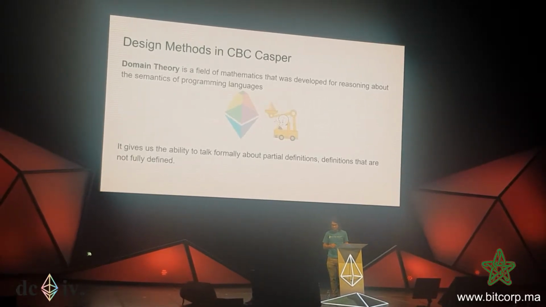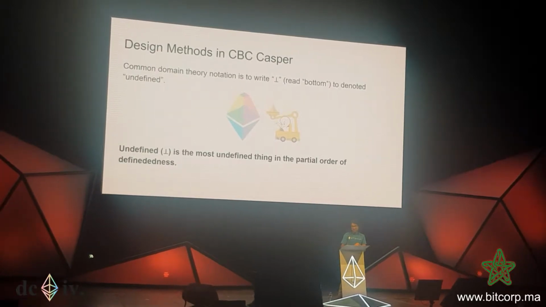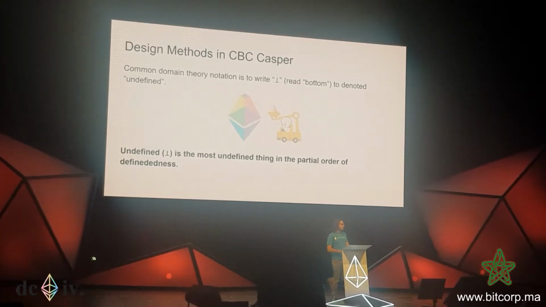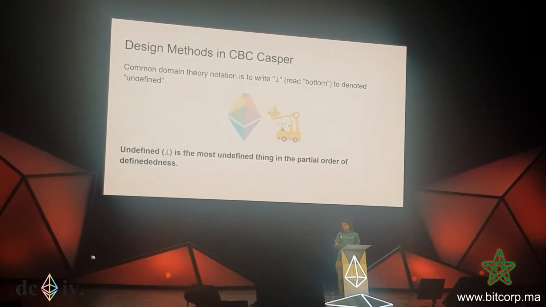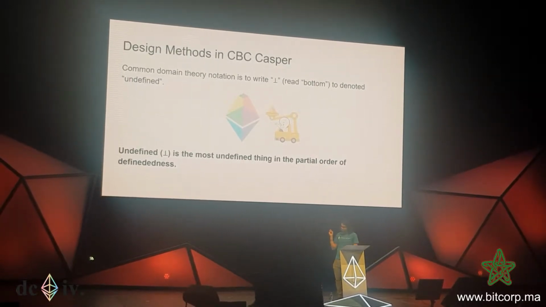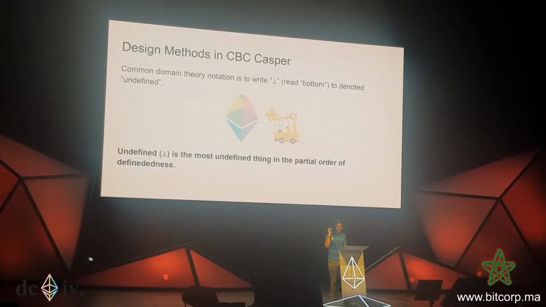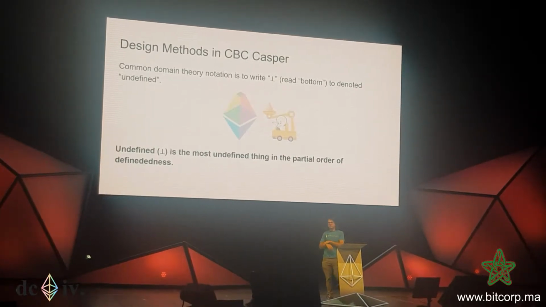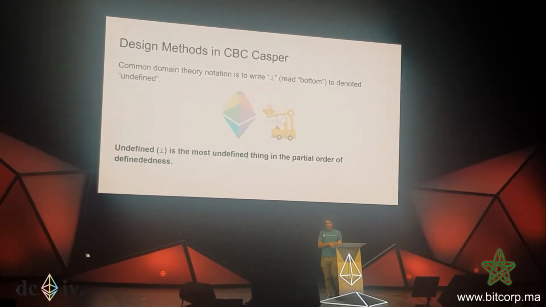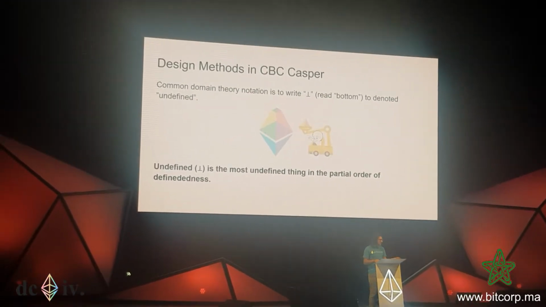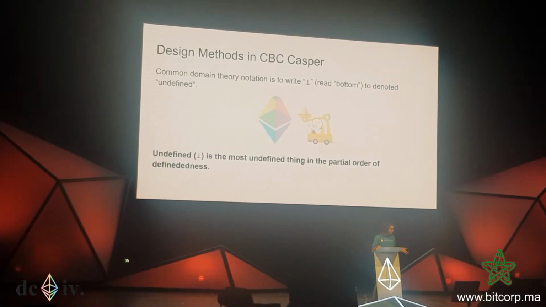I'm not an expert in domain theory, but there are some things I've learned from it that I find super useful for thinking about a bunch of stuff, including correct-by-construction protocol design. There's a core notation in domain theory to define this thing called undefined. This bottom notation means undefined, and it's defined to be the most undefined thing in this partial order of definedness. If I say nothing about my protocol, then I've left it completely undefined, as undefined as I could possibly leave it.